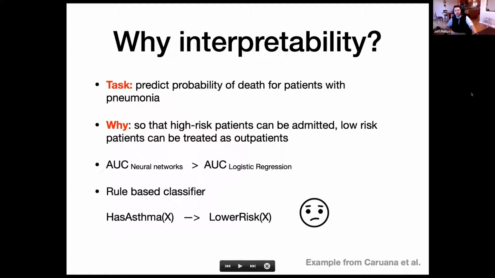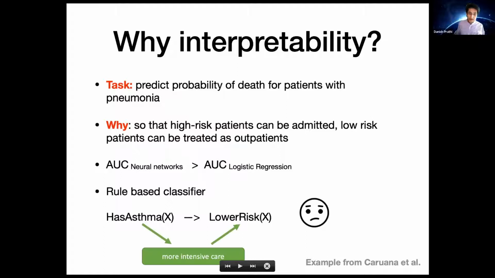Maybe they were treated very efficiently because they had asthma. Yeah, exactly, this is the reason. They were treated intensively because they were already identified as people at risk. Because they were treated intensively, they died less. So if you are modeling the probability of death, you would find that having asthma is correlated with dying less, which might suggest that having asthma is lower risk, but it's actually the opposite.